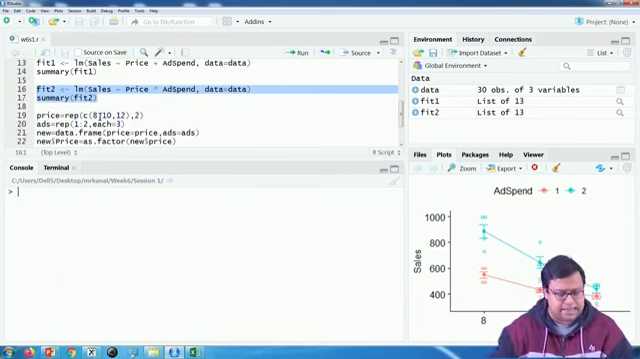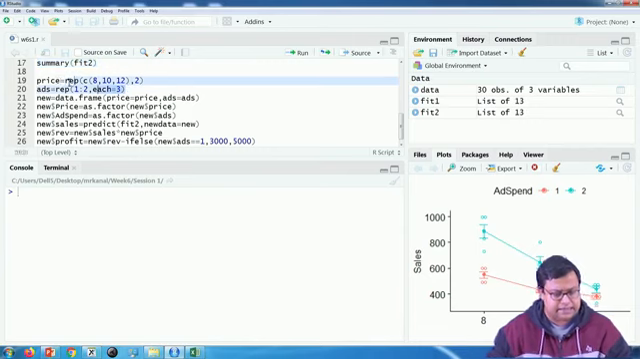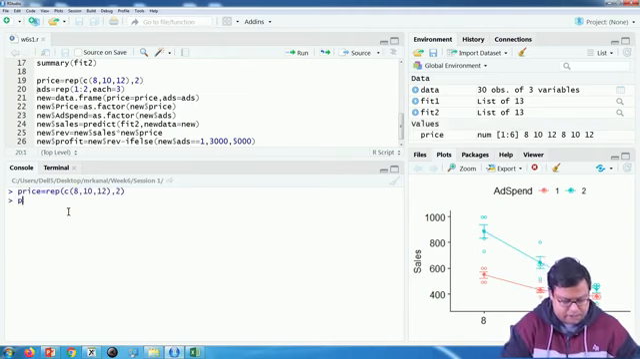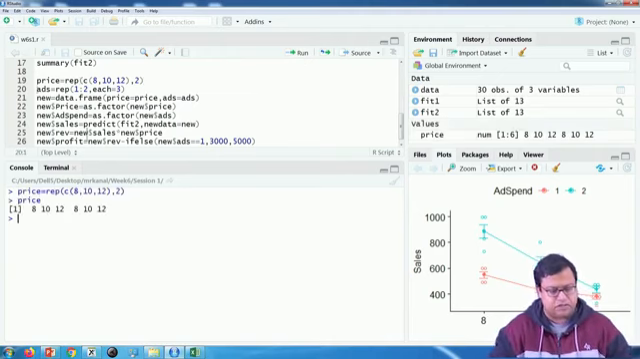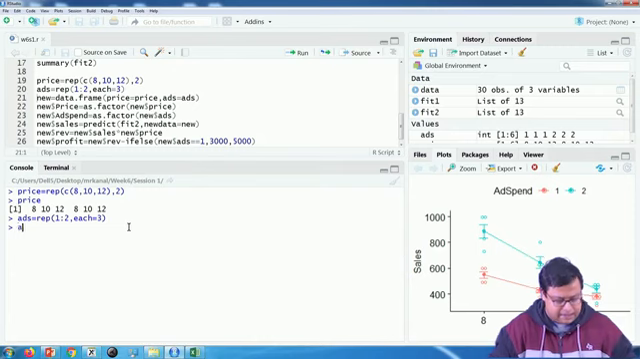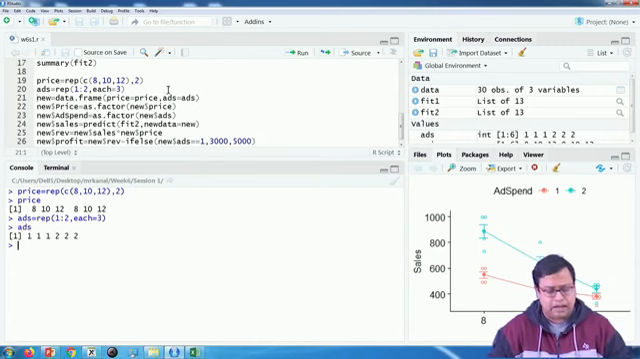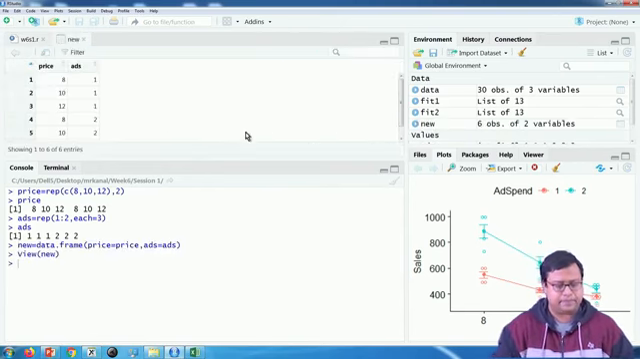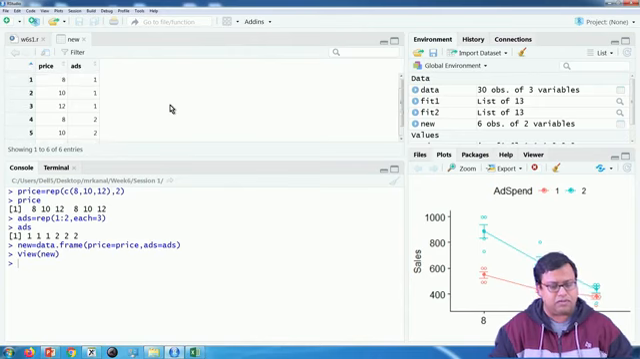So, what I do next is create price as 8, 10, 12 repeated twice. If I just run this, price becomes 8, 10, 12, 8, 10, 12. And ads is 1 and 2 repeated thrice, so basically ads are 1, 1, 1, 2, 2, 2. I put these two in a new data set called new. The new data set looks like this: 8, 10, 12, 8, 10, 12 and 1, 1, 1, 2, 2, 2. So, all the 6 combinations are created.